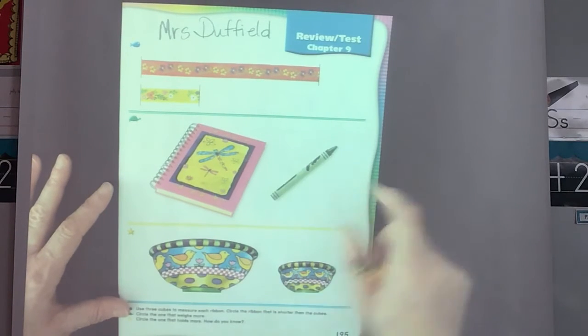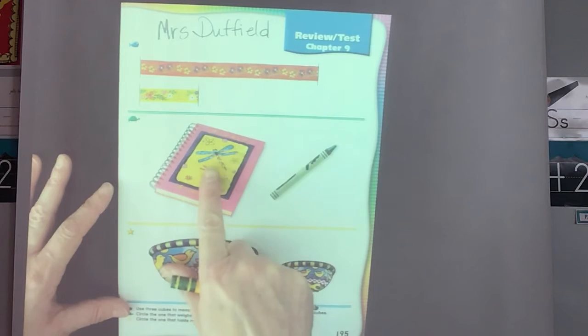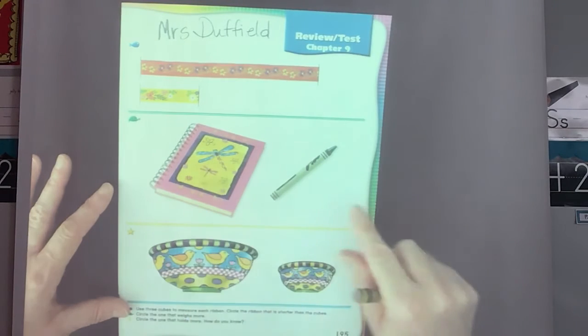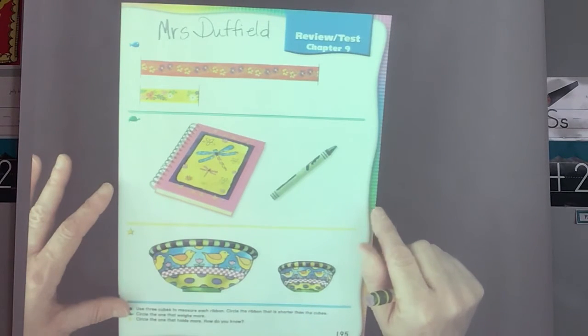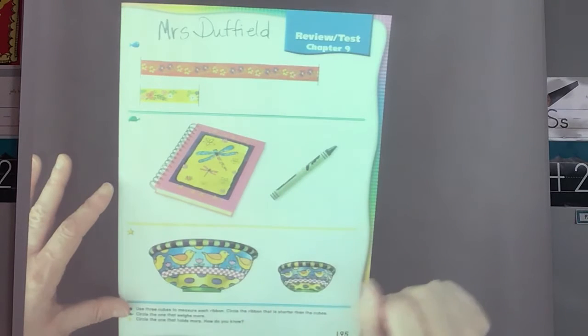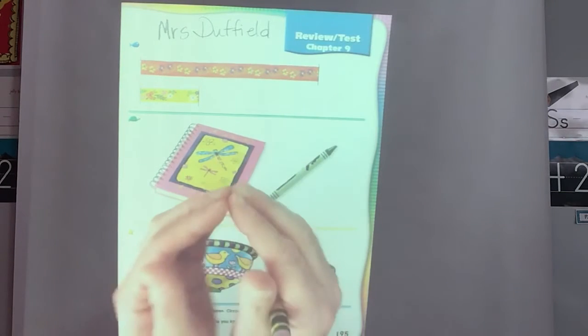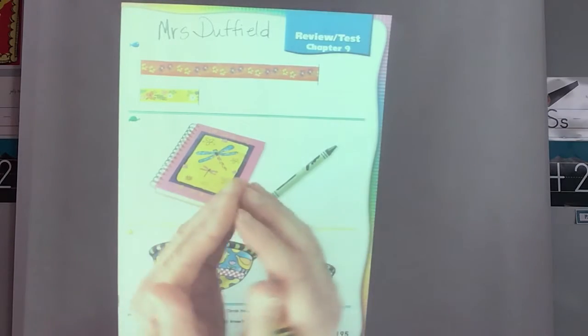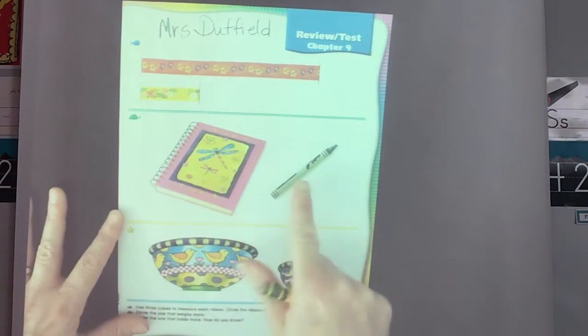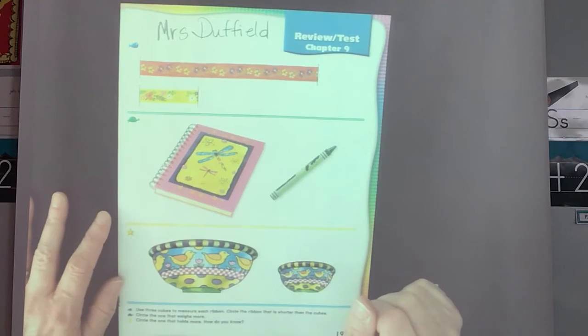Okay. So we have a crayon and we have a notebook or a book, a heavy book. I want you to circle the one out of these 2 that weighs more. Circle the one that weighs more. Which one is more, heavier, more? Which one weighs more? Circle the one that weighs more.